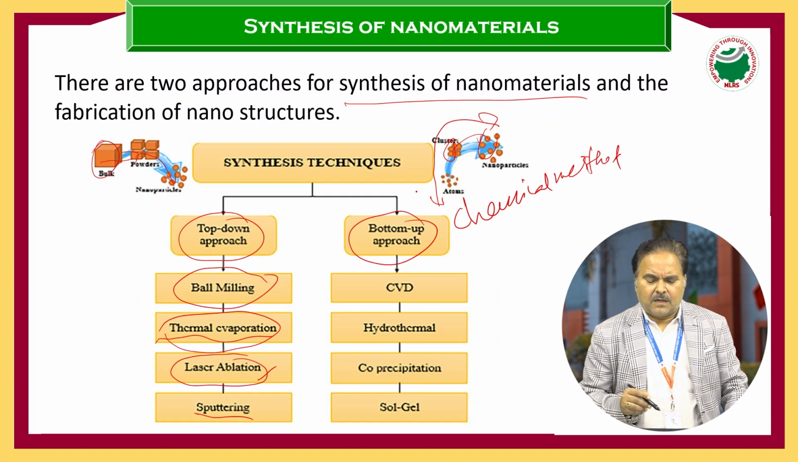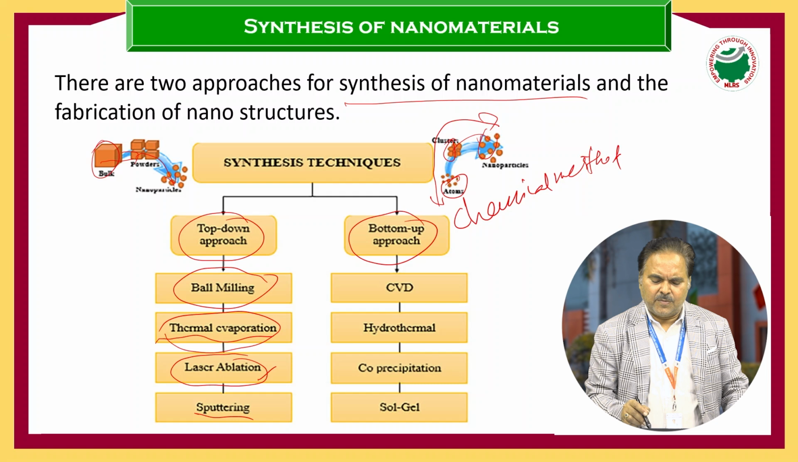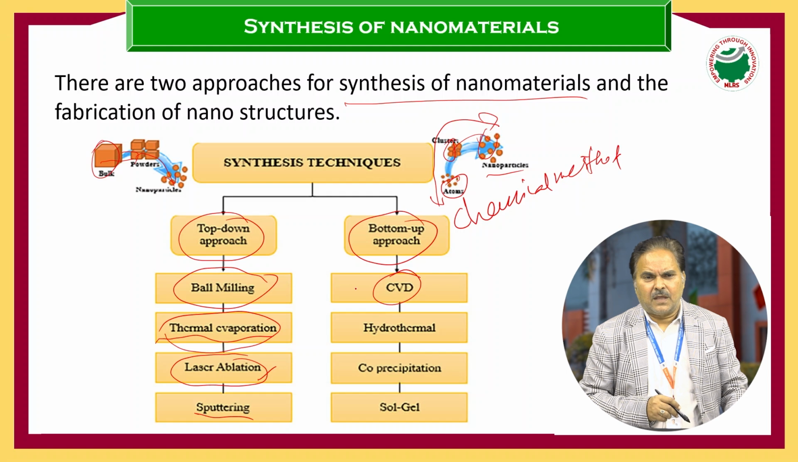This one is the bottom-up approach. In the bottom-up approach, it goes from atoms to nanoparticle. That means a nanoparticle is nothing but a combination of a few atoms. That's the trend, it will become a nanoparticle. So in this bottom-up approach, there is chemical vapor deposition. Here in chemical vapor deposition, they use one or two extra chemicals.